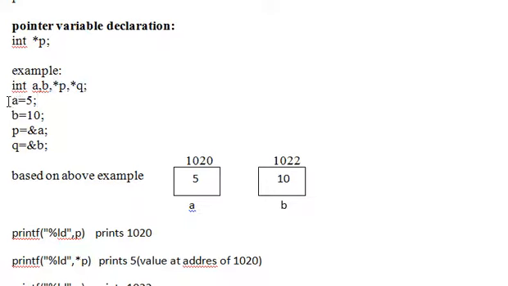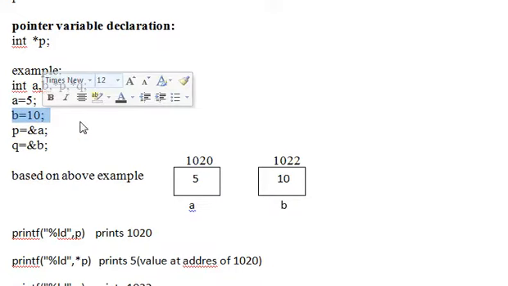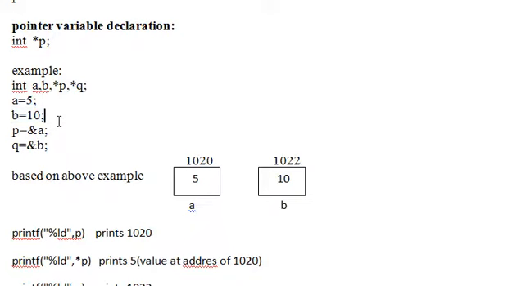So I am giving a equal to 5. To this integer variable a I am giving the value 5. Next b equal to 10. For integer variable b I am giving the value 10. Next p equal to address of a. So p is the pointer variable.